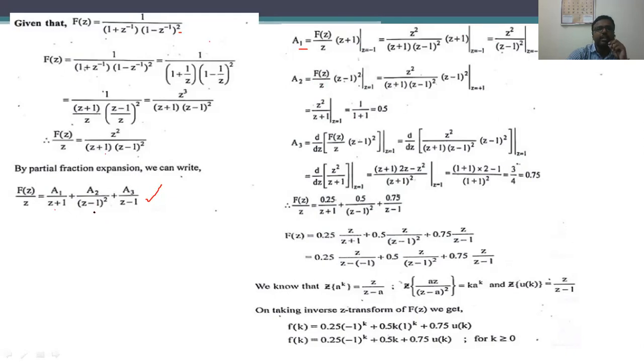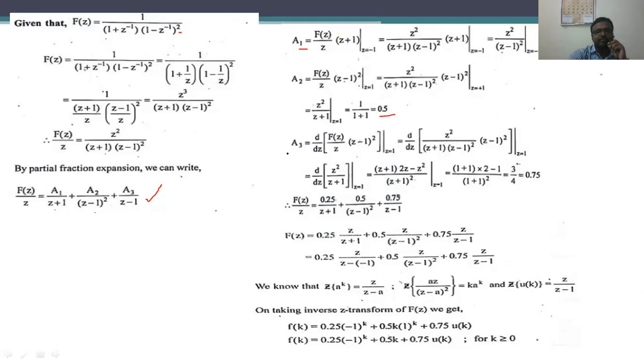And a2 is going to be obtained with the substitution of z is equal to 1. That is, a2 is equal to f of z divided by z. Then with the substitution of z is equal to 1, we are going to get the value of a2 as 0.5.